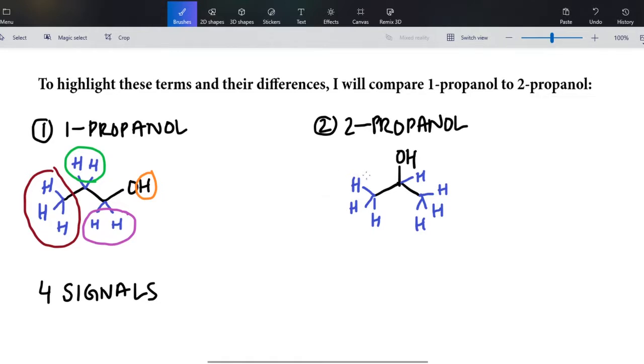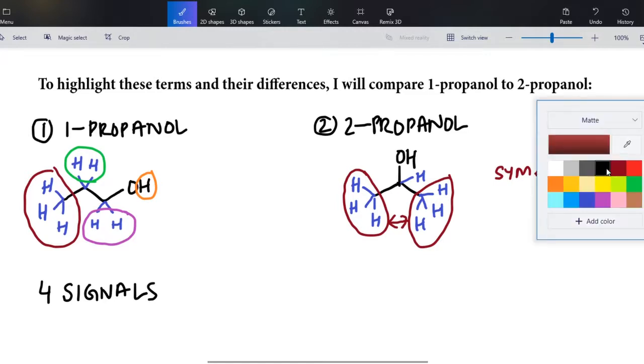We've got 3 hydrogens here connected to the same carbon, which is connected to an OH group. But if you notice on the other side of the compound, you've got something very similar. 3 hydrogens connected to a carbon that's connected to an OH group. So in fact, these 6 hydrogens all make the same signal. So symmetry plays a really important role in establishing the number of hydrogen signals coming off of a compound in NMR.